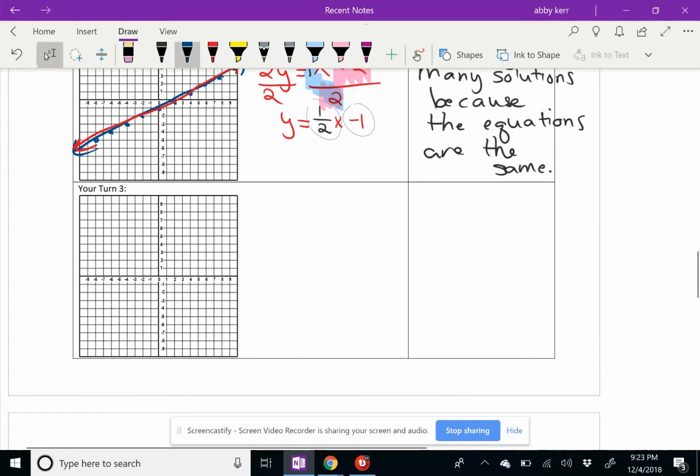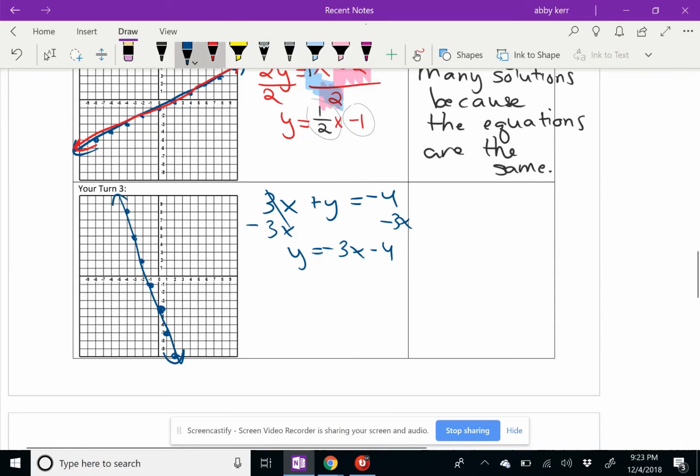Now for your turn 3, I'm not going to write the sentence, I'll just do the work. We have 3x plus y equals -4. So we're going to minus 3x on both sides. Notice that the -4 and -3x are not like terms. So we're going to begin at -4 and then down 3, right 1, down 3, right 1. And then the opposite is up to the left. Draw your line using your straight edge.